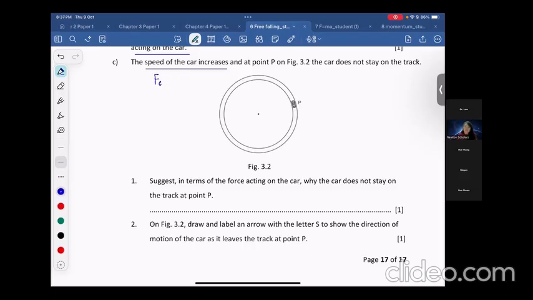Any of you can answer me? My centripetal force actually becomes higher. The centripetal force that I need is more or less? Thank you, Megan. More centripetal force is needed if you want to keep it in circular motion.